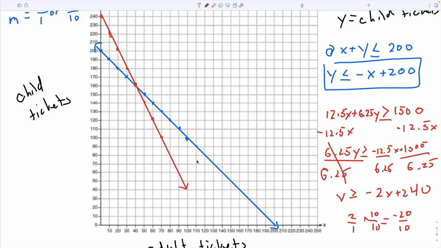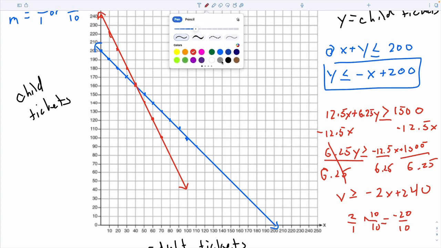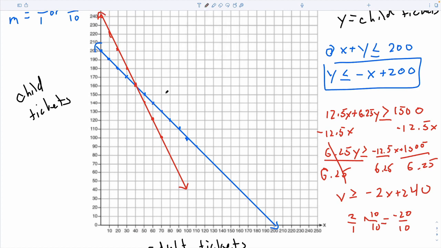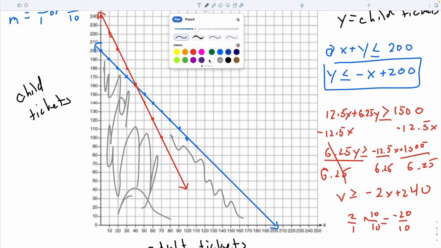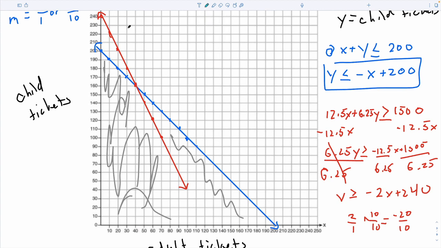Go to the blue. Do I shade above or below, Vienna? Y is less than negative x plus 200. Yeah, it's less than, all the points down here. Y is greater than negative 2x plus 240. Jackson, above or below? Y is greater than. Yeah.